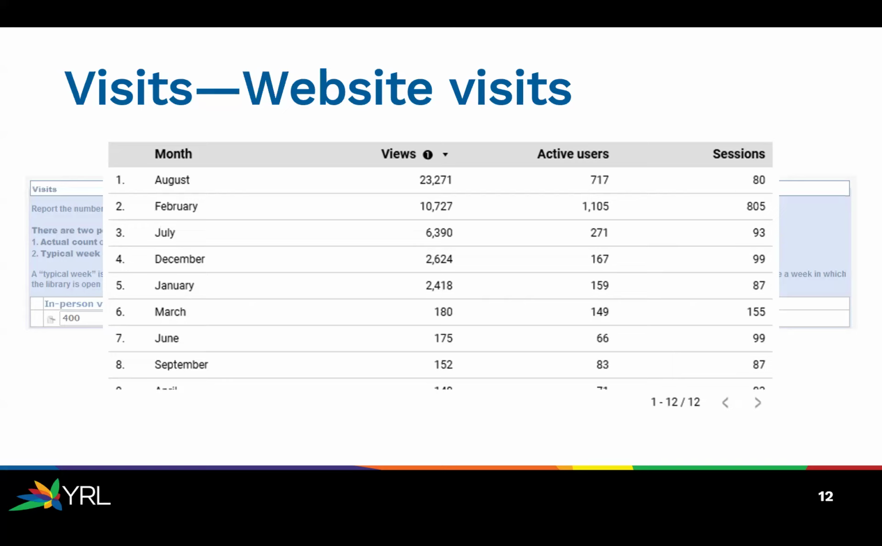I won't get too technical here, but you can see under views, this library probably has typical monthly views somewhere around 150 to 200 views. And then they have a couple of months where they skyrocket up to 20,000 views. But we can see that their sessions remain pretty consistent throughout the year. So that is the number that you want to use. You want to count up your sessions, total those, and use that number.